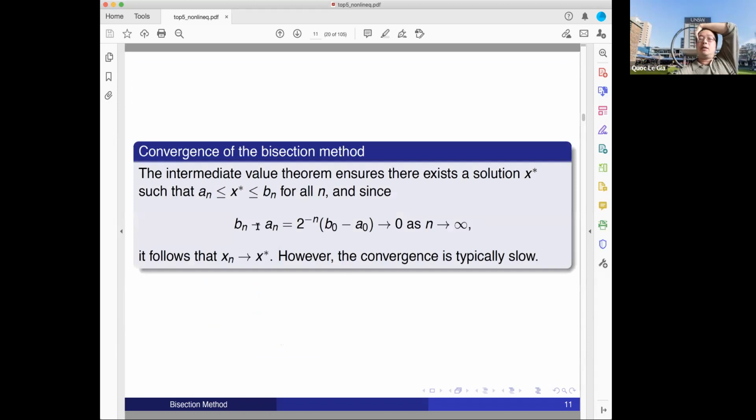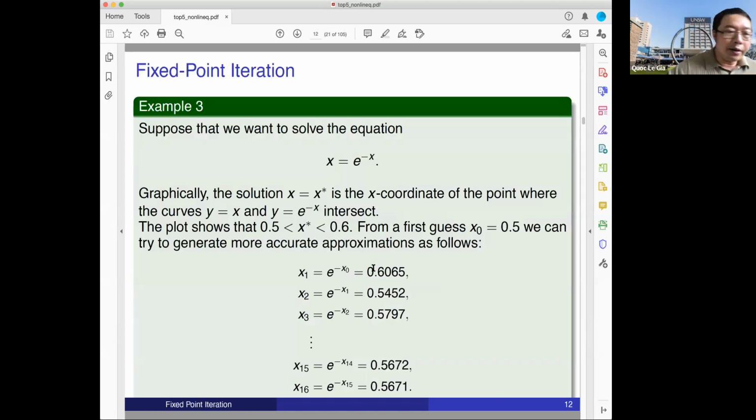And you see the convergence. You see the b_n minus a_n. Every time you just halve the interval, the initial interval. So b_1 minus a_1 is just 1/2 of b_0 minus a_0. And b_2 minus a_2 is just 1/2 of b_1 minus a_1. So if you iterate, then eventually b_n minus a_n is just 1/2 to the n of the initial interval. That is how you get the convergence of the method. So usually the convergence is slow.